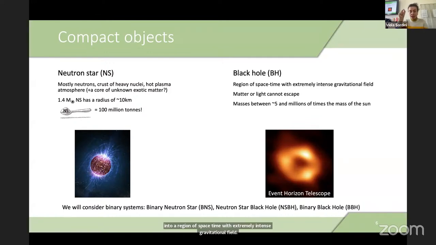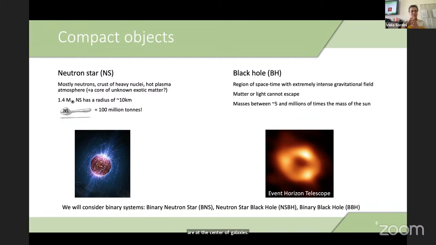So this is like a singularity in space-time. And it's called a black hole. It is black because neither matter nor light can escape its gravitational attraction. And these objects, as we've seen already, can have masses between somewhere around five times the mass of the sun, up to millions or billions of times the mass of the sun, for example, the black holes that are at the center of galaxies. So we will talk about binary systems today.